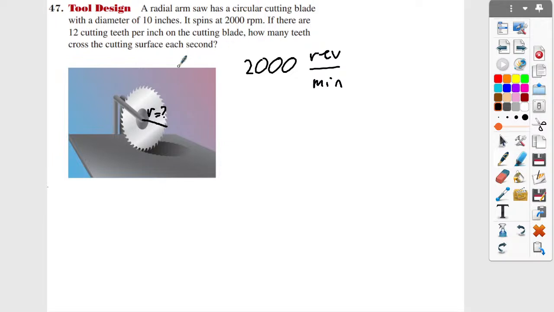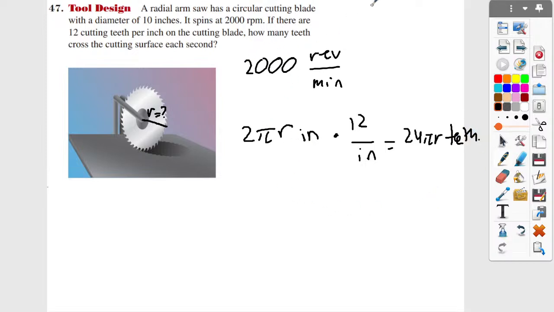All right. So 12 cutting teeth per inch. First of all, let's find the circumference. The circumference is 2 pi r inches. So there are 12 cutting teeth per inch. So how many teeth are there? Well, 2 pi r inches times 12 per inch. So that's 24 pi r teeth. We have 24 pi r teeth for every revolution, and we have 2,000 revolutions per minute. That means the number of teeth crossing every minute is 24 pi r teeth per revolution times 2,000 revolutions per minute.